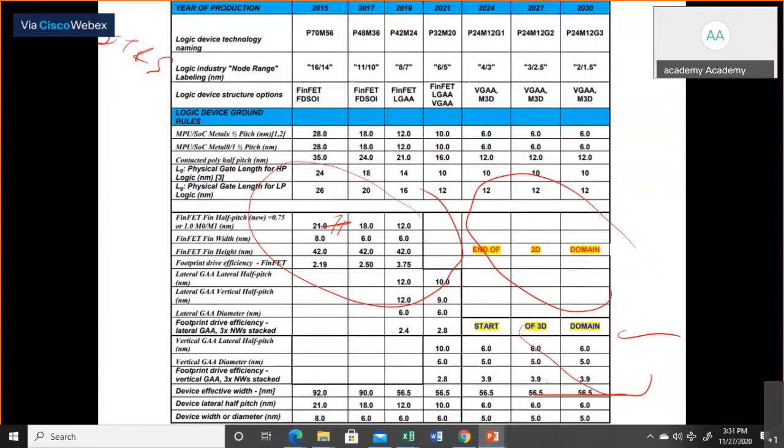FinFET fin height, fin width. In CMOS we don't have the concept of so much fin width and fin height. What do you mean by fin width and fin height? Because they are 3D in nature, the height means the fin height, where the fin is prepared, and the width means the fin width. These are the different dimensions. If you want the detail of this, go to the ITRS website, International Technology Roadmap of Semiconductors, especially those working in this domain, doing MTech projects or PhD projects.